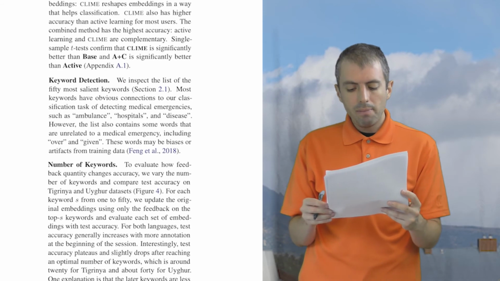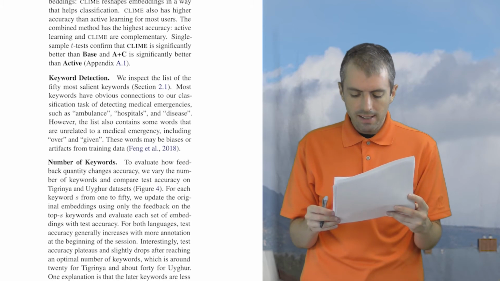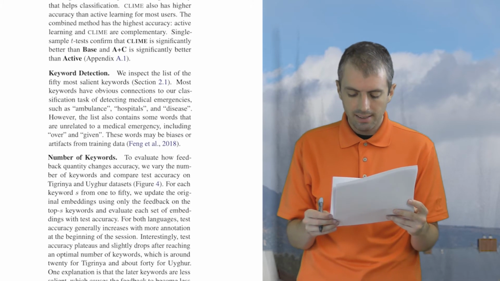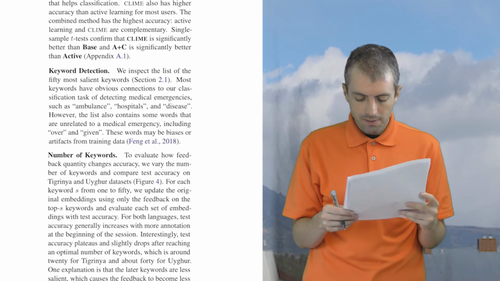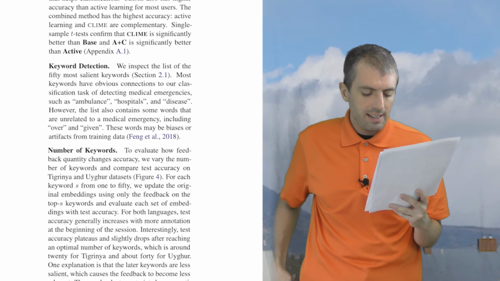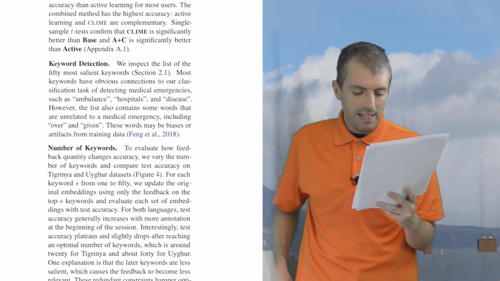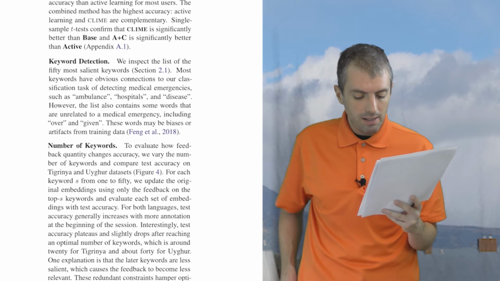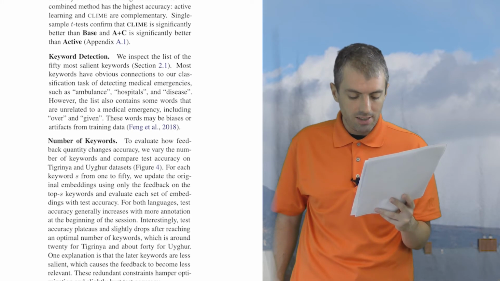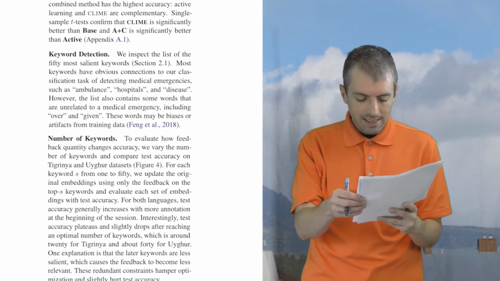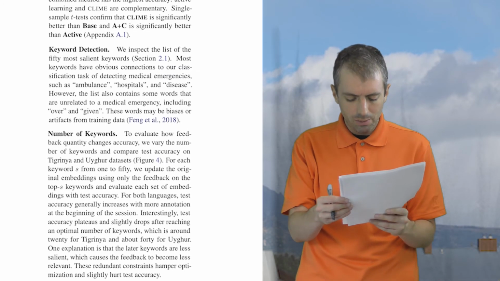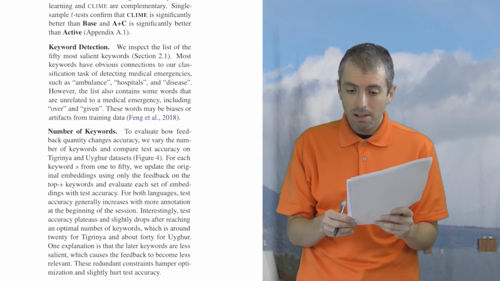To evaluate how feedback uncertainty changes accuracy, we vary the number of keywords and compare the test accuracy on Tigrinya and Uyghur datasets. For each keyword count S from 1 to 50, we update the original embeddings using only the feedback on the top S keywords, and we evaluate each set of embeddings with test accuracy. For both languages, test accuracy generally increases with more annotation at the beginning of the session. Interestingly, test accuracy plateaus and slightly drops after reaching an optimal number of keywords, which is around 20 for Tigrinya and about 40 for Uyghur.